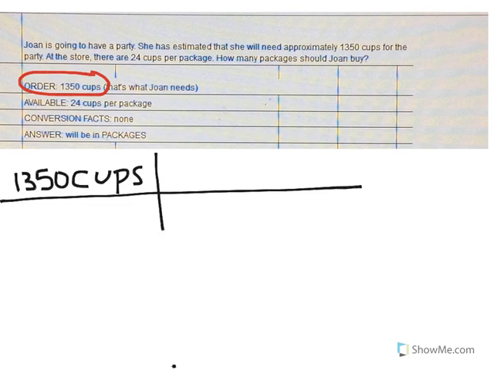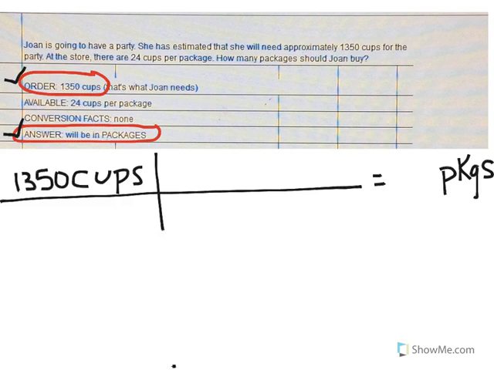Next, I'm going to go to the answer and figure out what I need the answer to be in. Now notice I already decided the answer will be in packages here, and so that's what I'm going to put next. Packages. So again, I did what I started with, my order, what I need, and the unit for my answer, where I'm going to end up. Packages. So the question is how to change these cups that we have into packages.